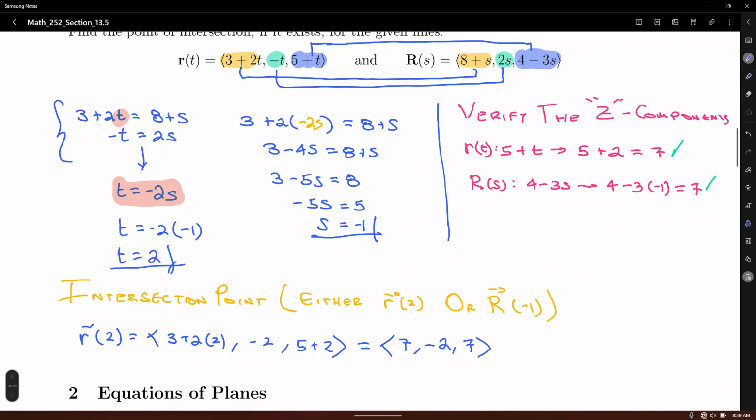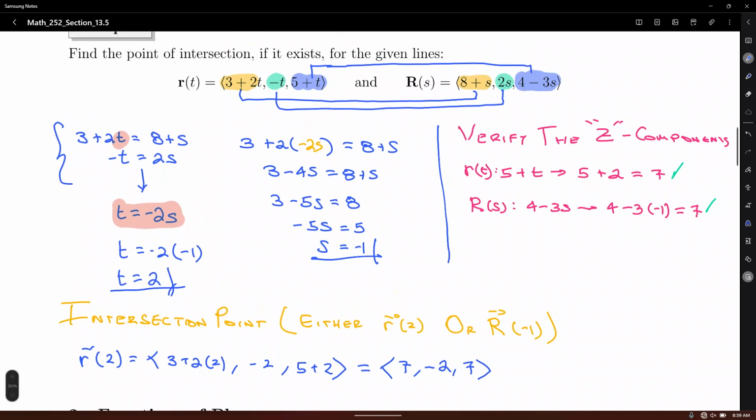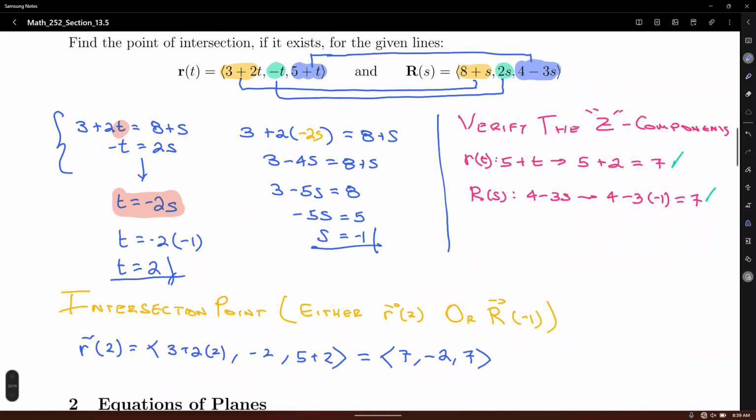But hey, check this out. This is a vector, all right? They're asking us for the point of intersection, not a vector. Again, let's recall that these points on lines represent terminal points of vectors in standard position. So the correct way to express this is as an ordered triple: 7, -2, 7. All right?